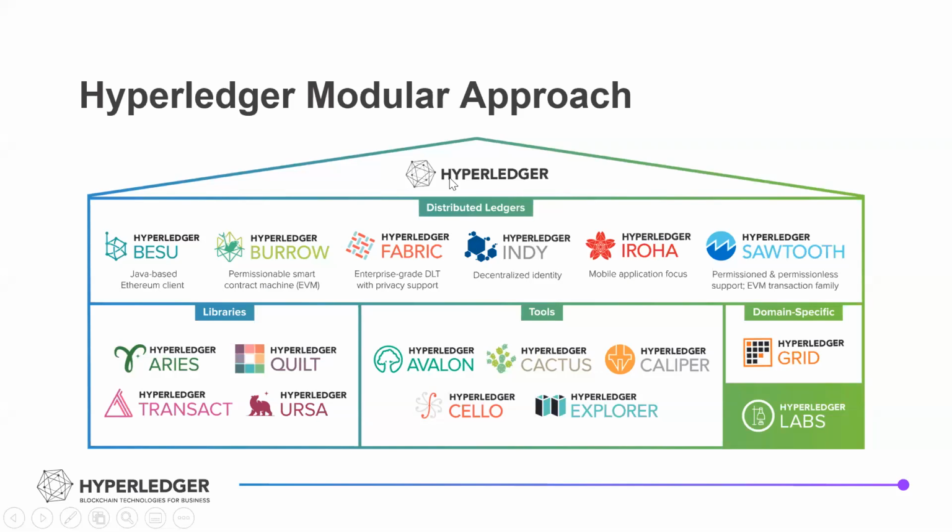Okay, and just to give you a bigger picture, if you see the Hyperledger ecosystem, you'll recognize all these names of the distributed ledgers. We have libraries, we have tools, and in the right corner, you can see Hyperledger Labs. It's the small incubation center before the projects become qualified projects.